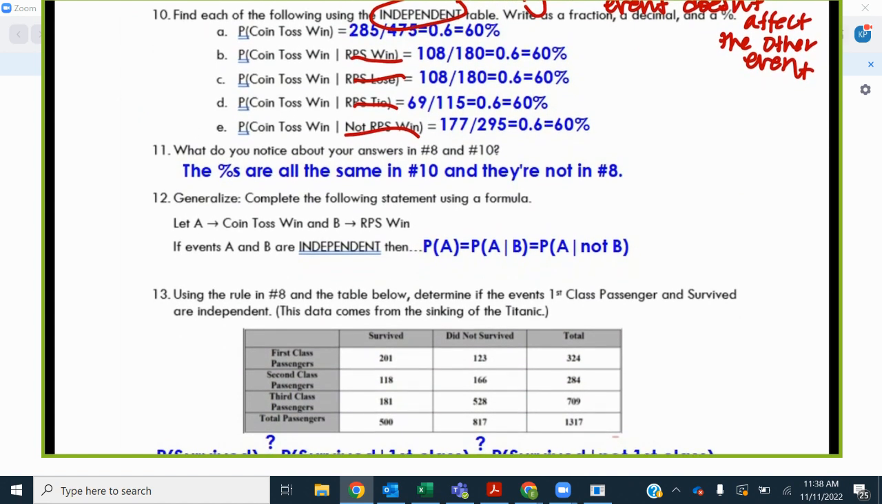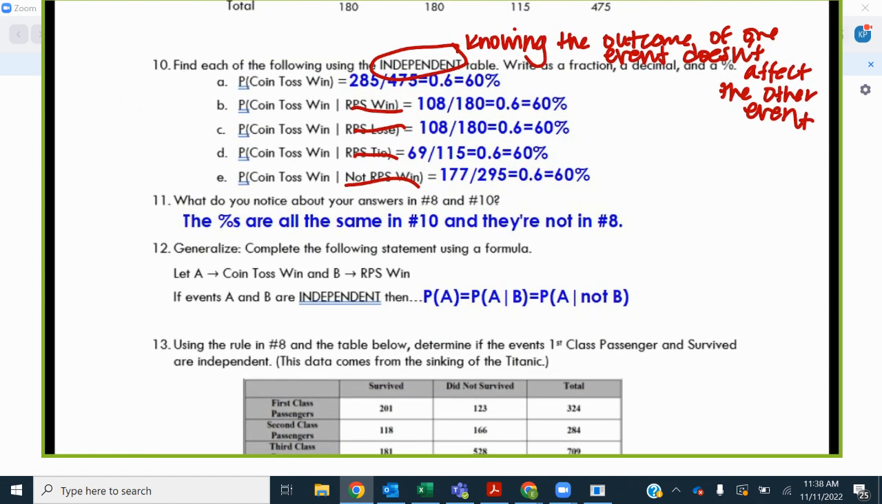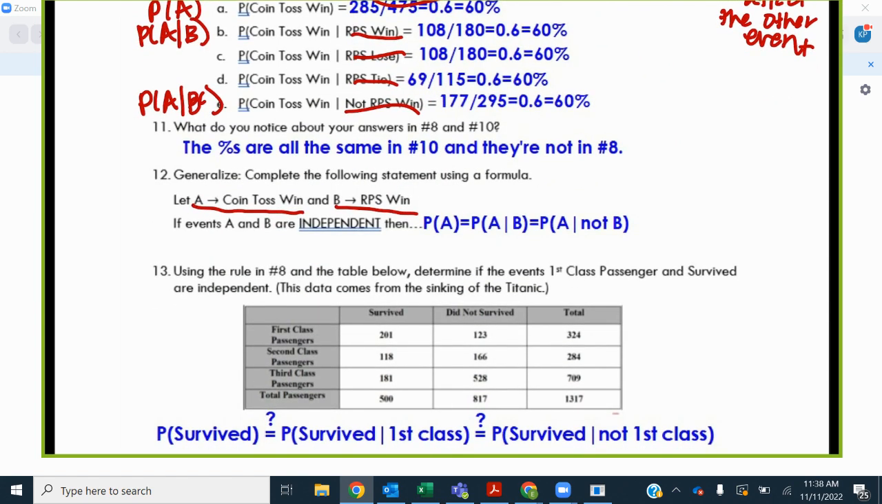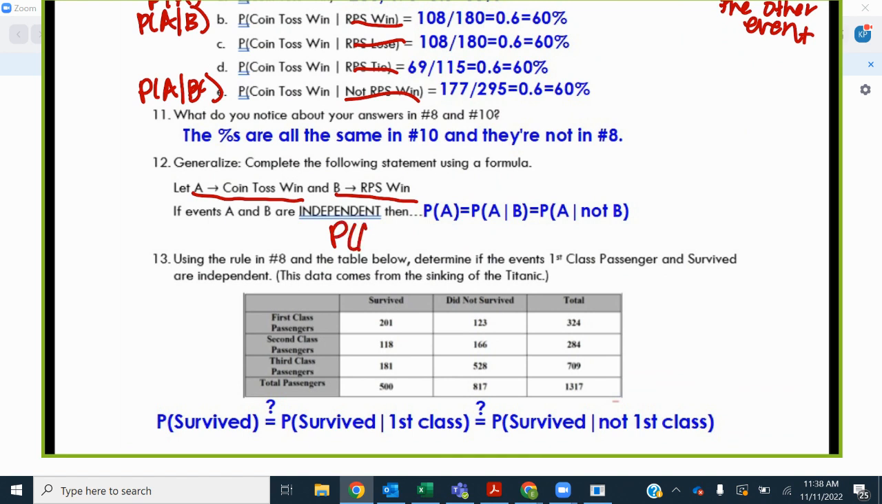So if we generalize a rule, we can let coin toss win be A. And then we can let rock, paper, scissors winning be B. So this one would be P of A given B, and then not winning would be A given not B. And so if the two events are independent, mathematically what should happen is that P of A should equal P of A given B, which should equal P of A given not B.